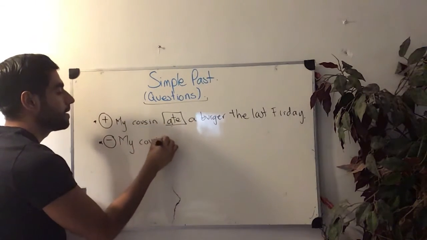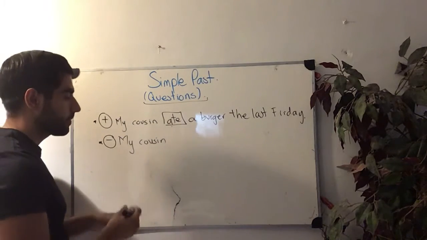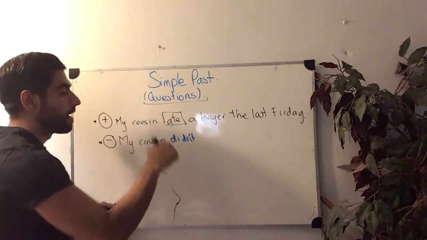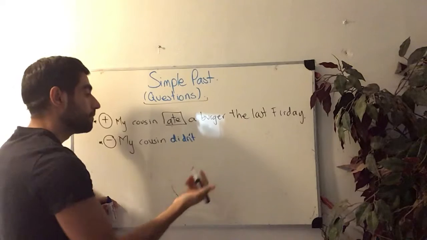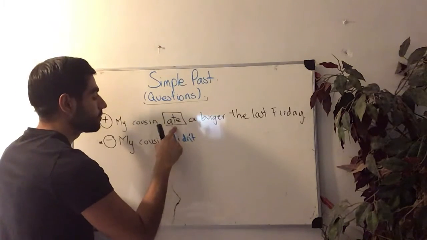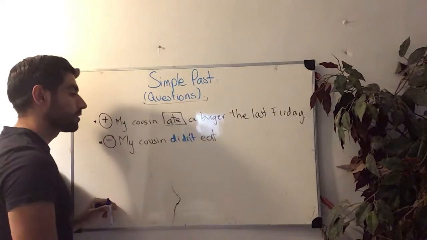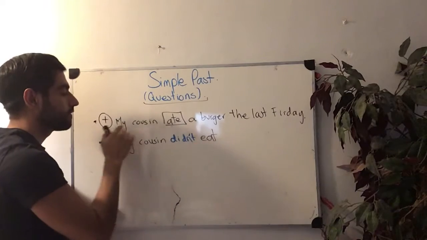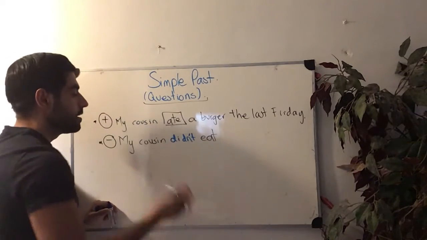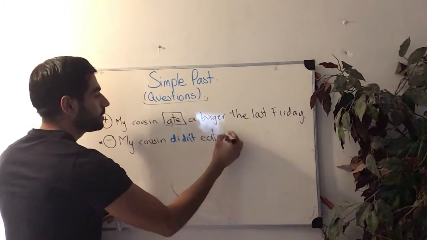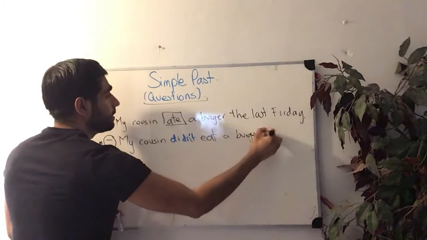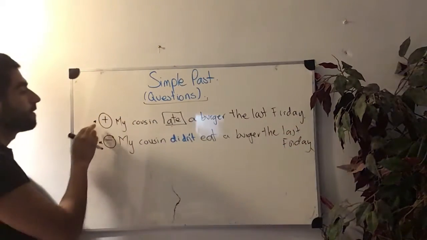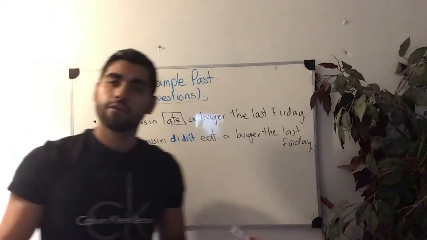My cousin, para decir que no, utilizamos un auxiliar. El auxiliar que utilizamos is didn't. And after that, we have to write the verb again in present. So in this case, it's not going to be ate anymore. It's going to be eat. ¿Se acuerdan? Entonces, cuando era negativo utilizamos el verbo en presente, y cuando era affirmative, we use the verb in past, okay? And it's going to be the same with the complement. My cousin didn't eat a burger the last Friday. That's going to be affirmative and negative form. Yes? So I think that you guys have remembered that.